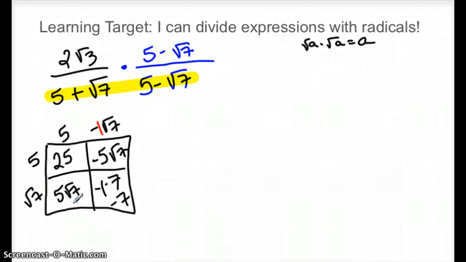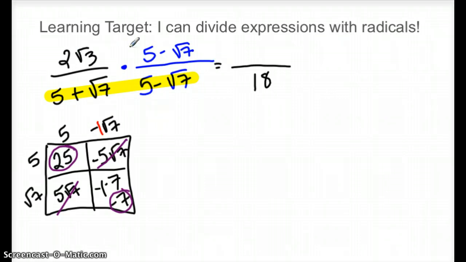So add like things. I have 2 terms with radical 7s, but when I add them, they actually cancel out because it was a 5 and a -5. And so I just want to add my 25 and my -7. That would give me, on the bottom, because that's what we're multiplying, 25 take away 7, which is 18.